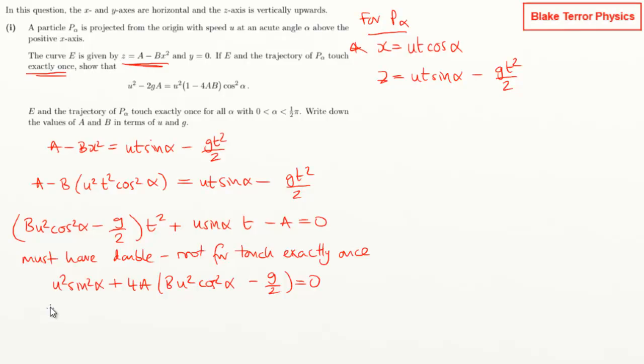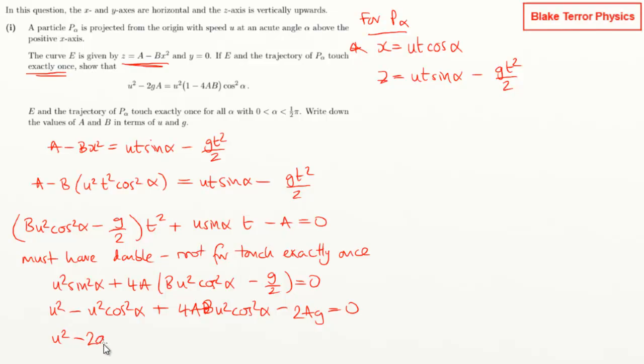Okay, so we've got u squared minus u squared cos squared alpha plus, let's just expand this out, 4ab, that's going to be ab u squared cos squared alpha, minus 2ag is equal to 0. Right, I think this looks like it, doesn't it? I think they just rearrange it into the order they've got it in the question.